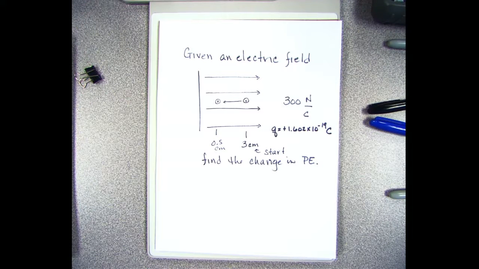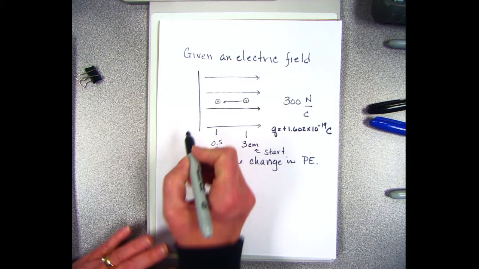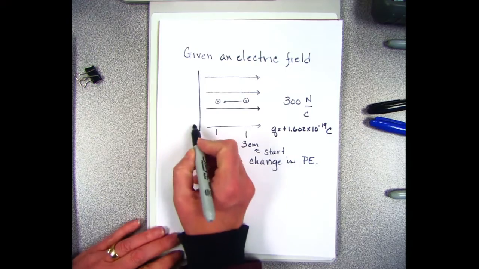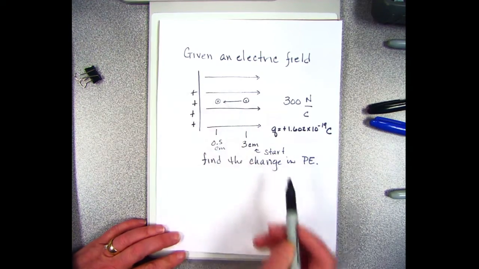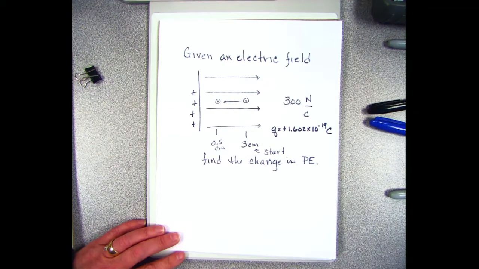Field, the electric field is 300 Newton per coulomb. The charge that we're going to move is a positive charge. We know that we're going to have to do work in order to get it to go that direction, because with the positive charge, remember, like charges repel, so it's going to want to jump out the other direction. So we want to find the change in potential energy.